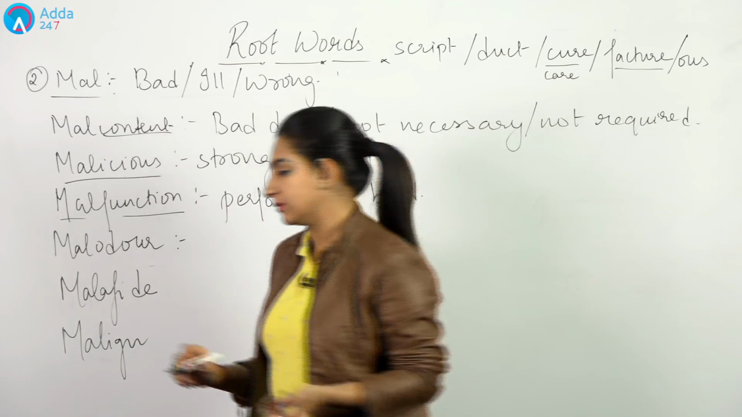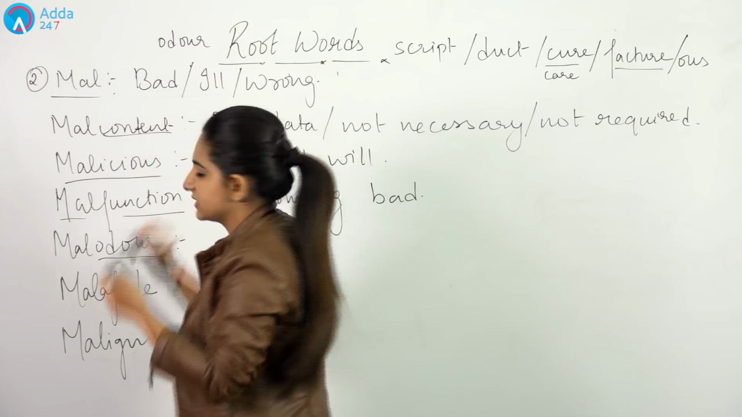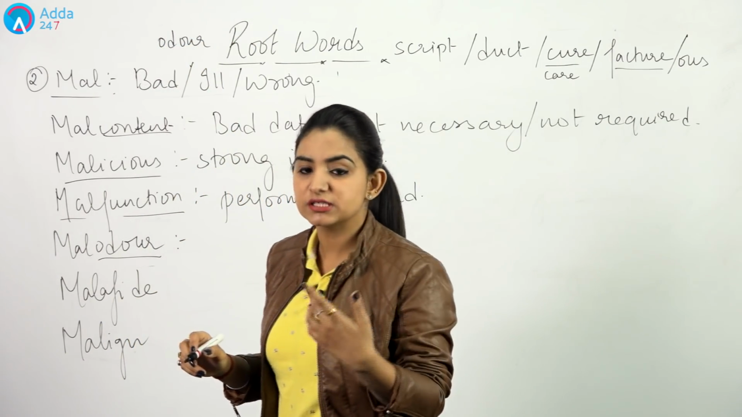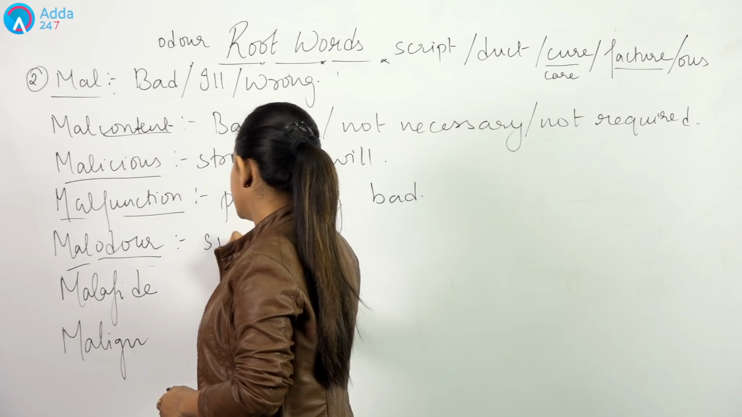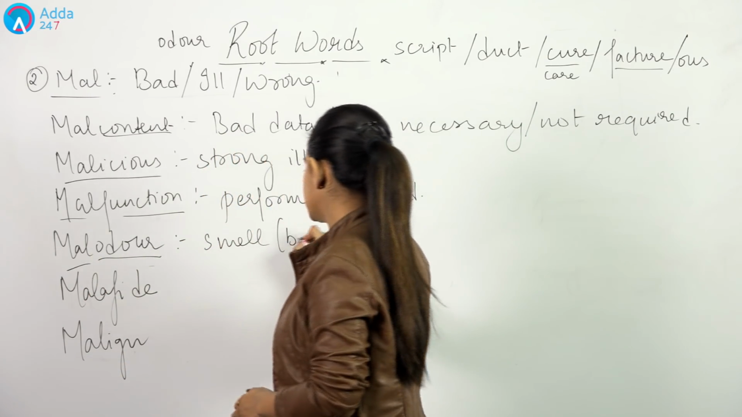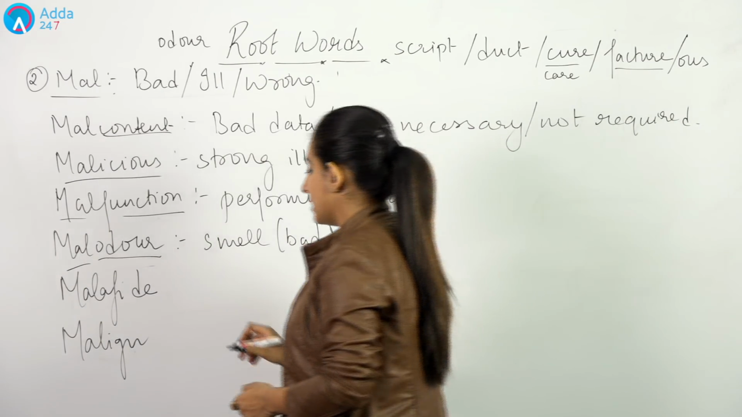Then we have malodor. When I say odor, this word defines what? It defines smell, right? It defines smell, and mal defines bad. So, malodor means what? It is a smell, and what kind of a smell is it? It is bad smell.